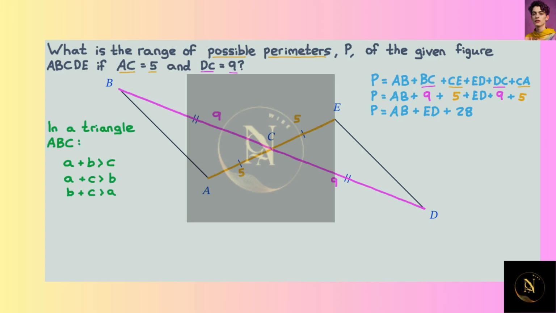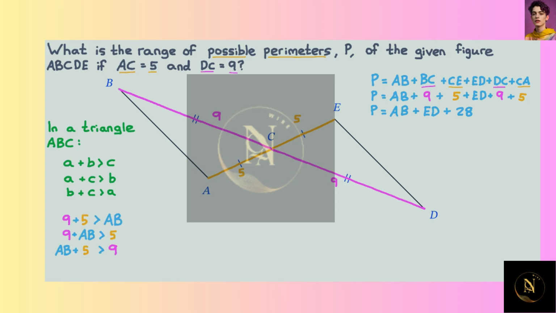We now need to find upper and lower bounds for the two unknown side lengths. We can do this by noting that both sides are in triangles with two known side lengths, so we can apply the triangle inequality. This tells us that in any triangle, the sum of any two of its sides' lengths must be greater than the length of the final side.